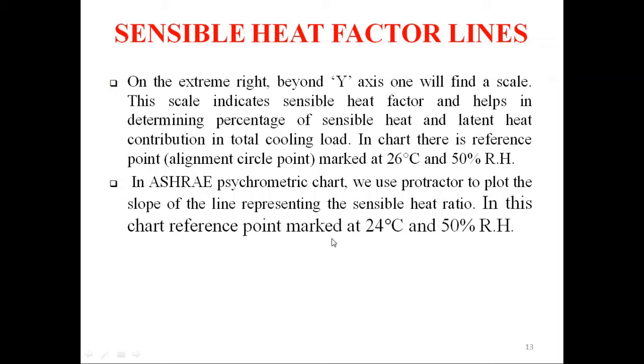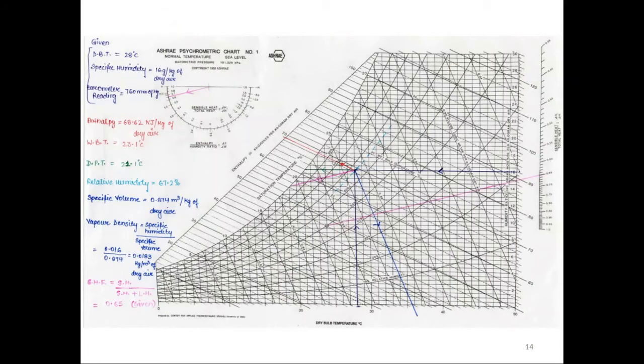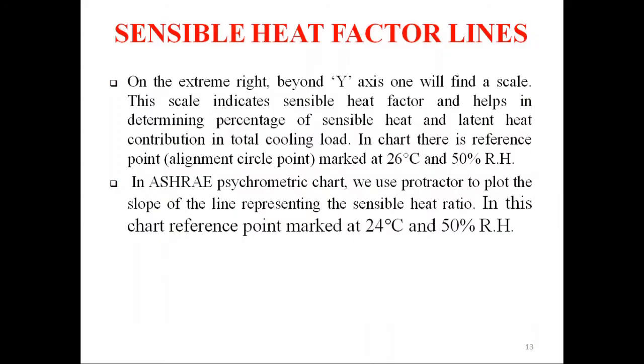In this chart, the reference point is marked at 24 degrees Celsius and 50% RH. So in this chart, this point is our reference point. If you find the value of DBT, 20, 21, 22, 23, 24, go upward vertically. So this is 24 degrees Celsius, and this value is 50% relative humidity. So in this case, the reference point is 24 degrees Celsius and 50% relative humidity.